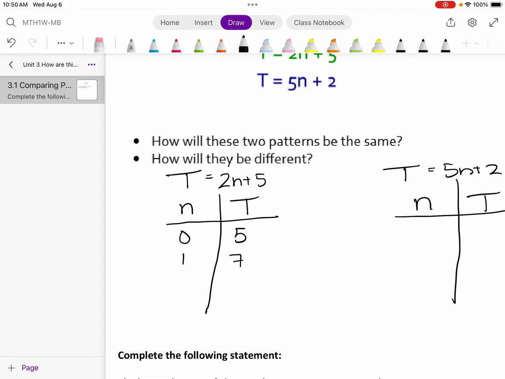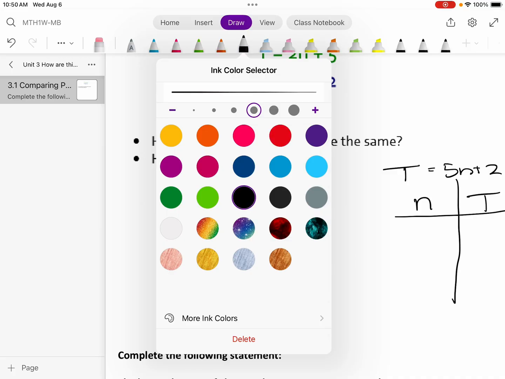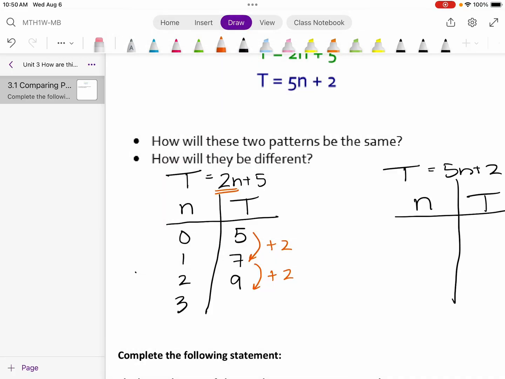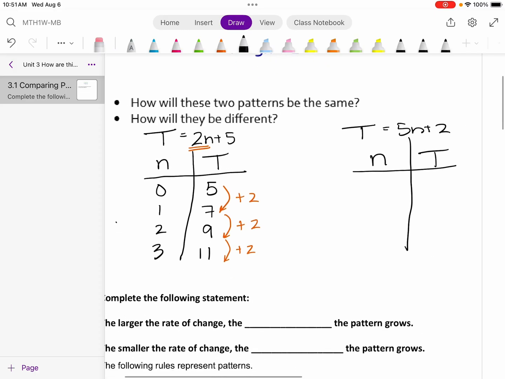Or what I might see in my table is that since my rate of change is 2, I'm adding 2 to this pattern each time. So to figure out that next position, if I'm looking at position 2, 7 plus 2 gives me 9. If I'm looking at my third position, I'm going to take 9 and add that 2, and I'm going to have 11. Okay, so then what does that second pattern look like?